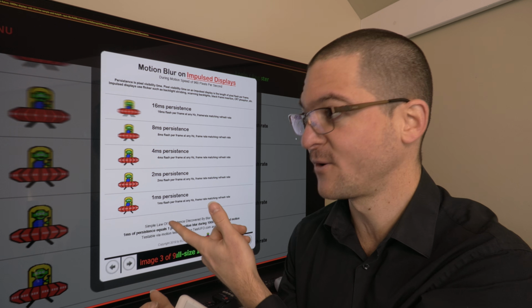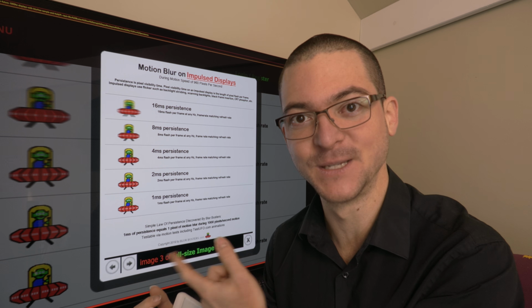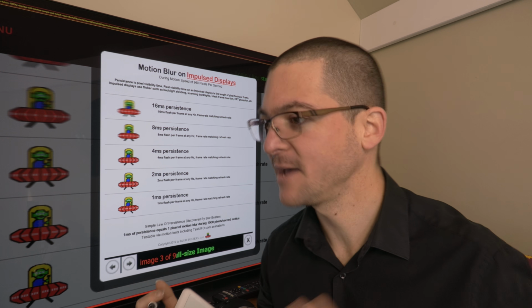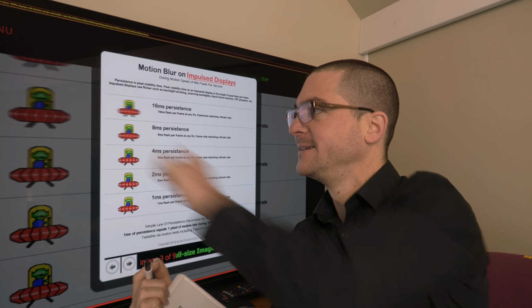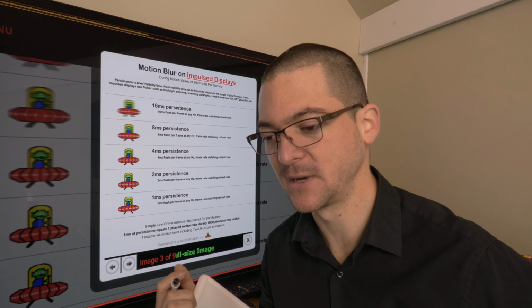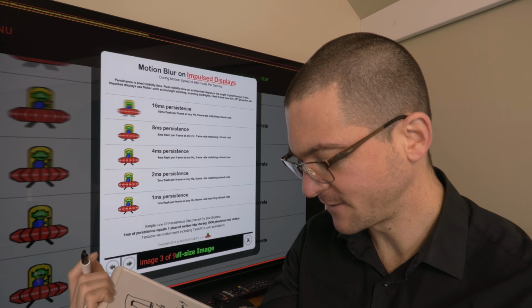And of course I will record the LG C1 too, the black frame insertion. And I think we should be able to see the window size and see how big it is, because it's 960 frames per second. So I'm excited for that.